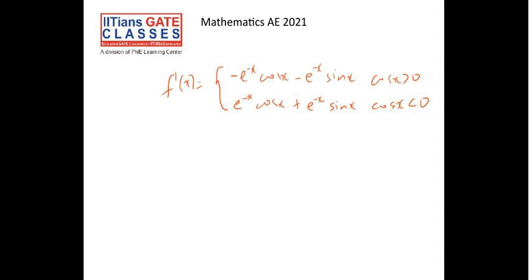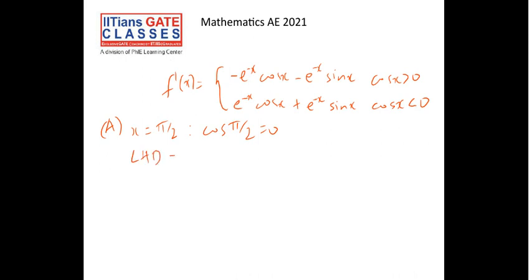Fine. Now option A was at x equal to pi by 2. At x equal to pi by 2, we get cos of x as cos pi by 2, which is equal to 0. So at 0, we have to evaluate both the left hand and right hand derivatives.